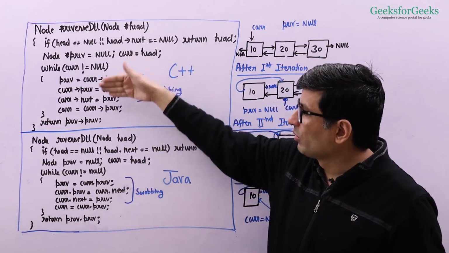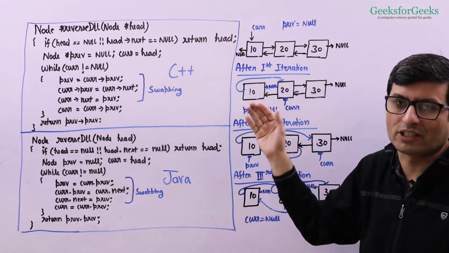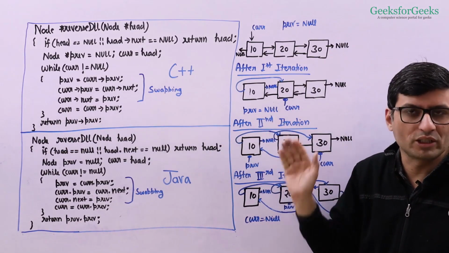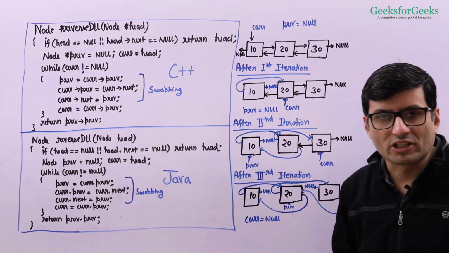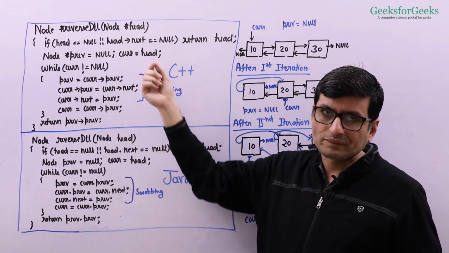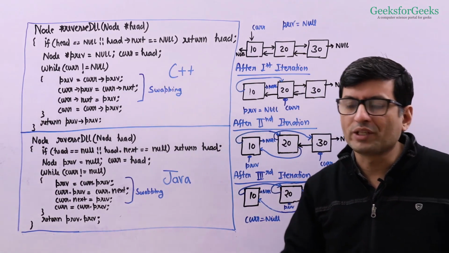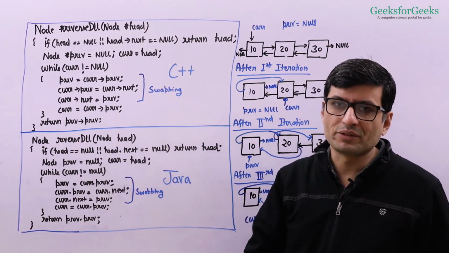We'll understand this whole approach and why we are returning this step by step with an example of a 3-node doubly linked list. So as we discussed earlier, we are simply beginning with current equal to head, right? And we are running a loop while current is not null, and inside the loop we are swapping current next and current previous.